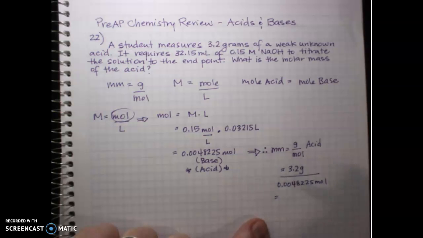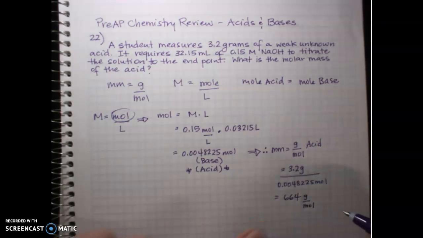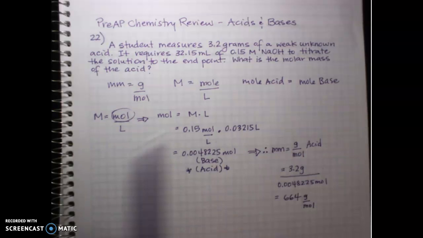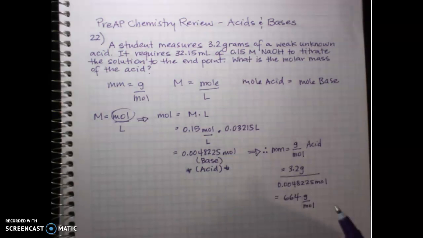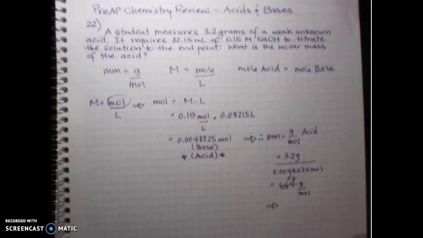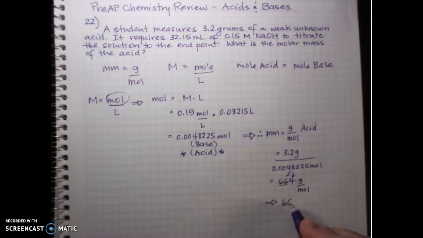And we put that in the calculator, divide it, and you should get something like 664, around there, grams per mole. Okay, now let's look back at our sig figs. I have 2 sig figs, I have 4, I have 2. So our answer can only be in 2 sig figs. This 4 is going to make that 6 round. So that will really be 660 grams per mole, or molar mass of the acid.